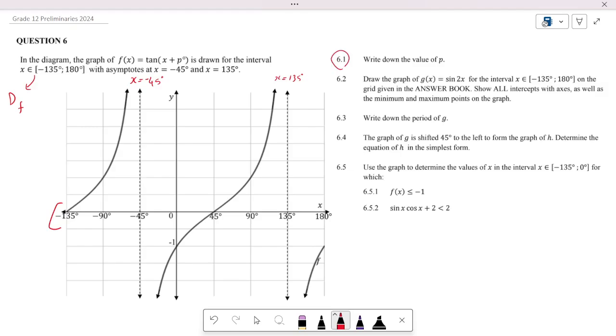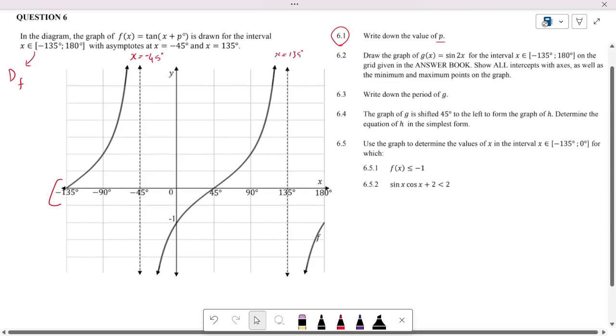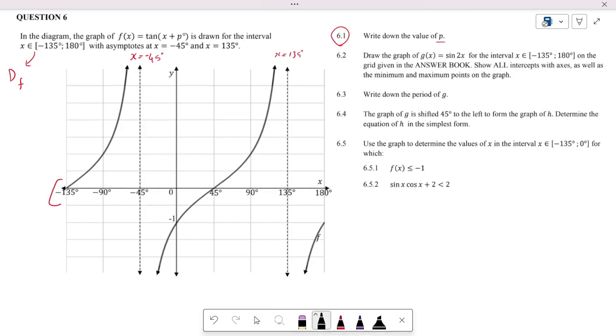Okay, so 6.1 says the following: write down the value of p. Okay, so what is the value of p, right? This is the shift, right? The horizontal shift, or we can call it the phase shift. So what is happening over here, right, is that if we're going to answer this question, let me just go a little bit down over here. There we go, cool. So let's say that this is 6.1 over here, right?